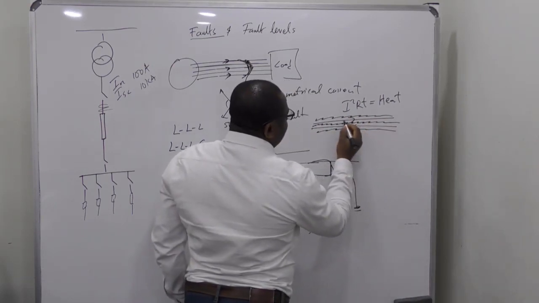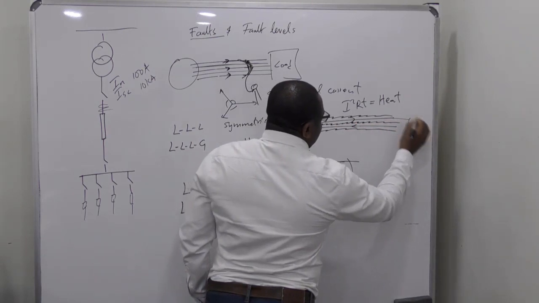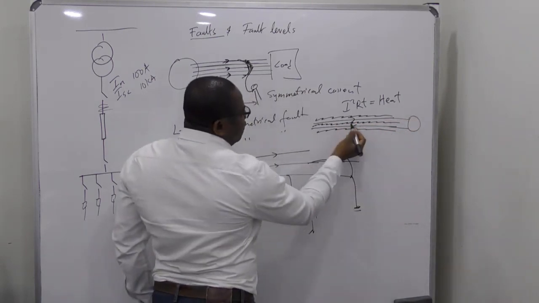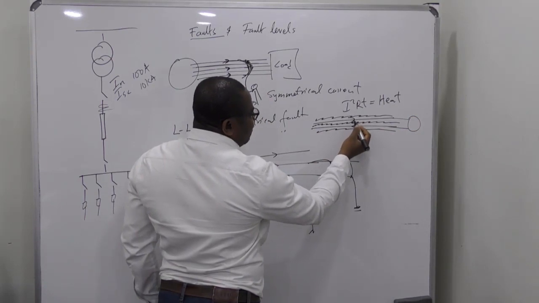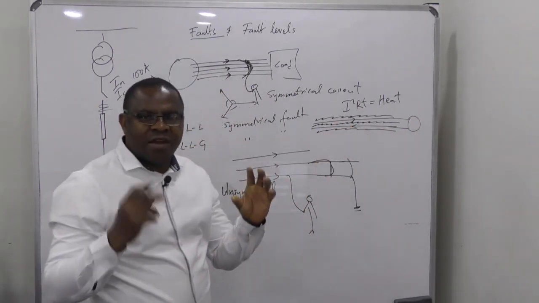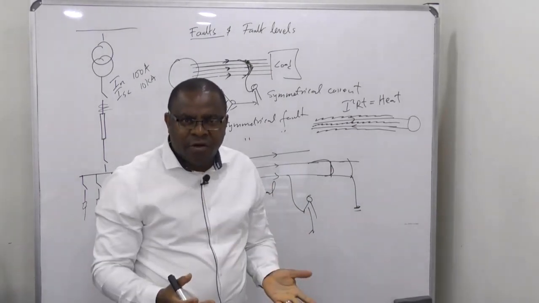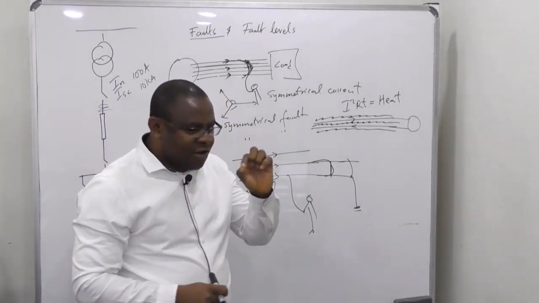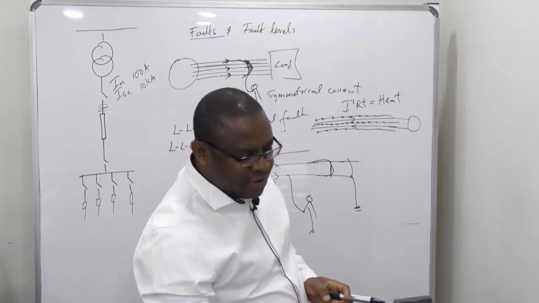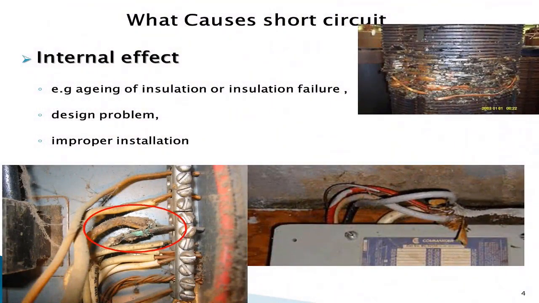This is the conductor itself, current flows through here, let's say to the load, and comes back. So if this insulation deteriorates, the live and neutral can touch and you can hear a spark, which is a fault. So deterioration or aging of insulation is one of the internal causes of faults. What can cause faults? Aging of insulation or insulation failure, and also sometimes design problems. Very, very important: design problems.